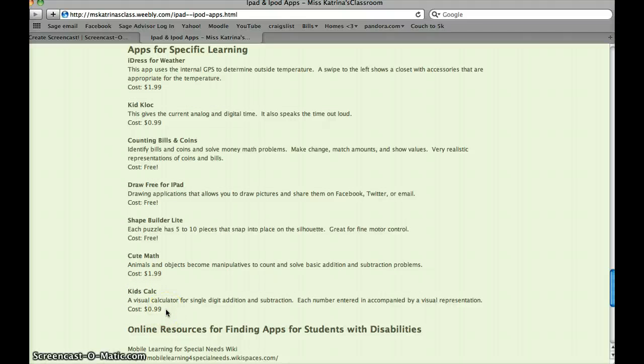It gives you a visual representation of each number. So if you put 8 plus 3, it'll show you 8 sheep plus 3 sheep equals 11, and it'll show you 11 sheep at the bottom. So that was a pretty cool one for visual learners. And these don't necessarily have to be used with children with autism. It's just sites that I thought would benefit my students and the population I work with.